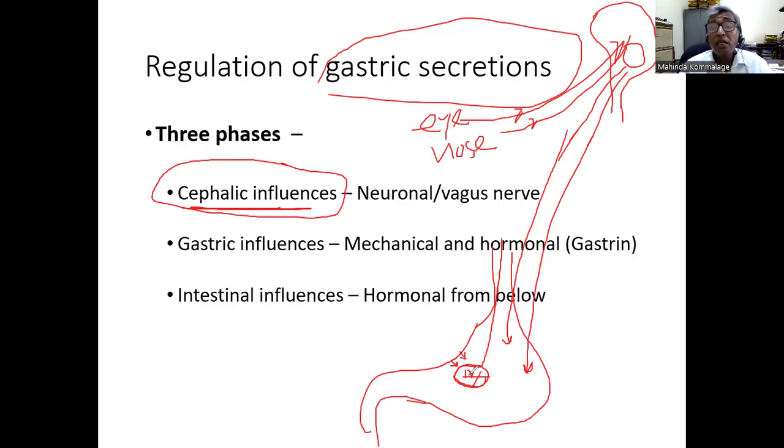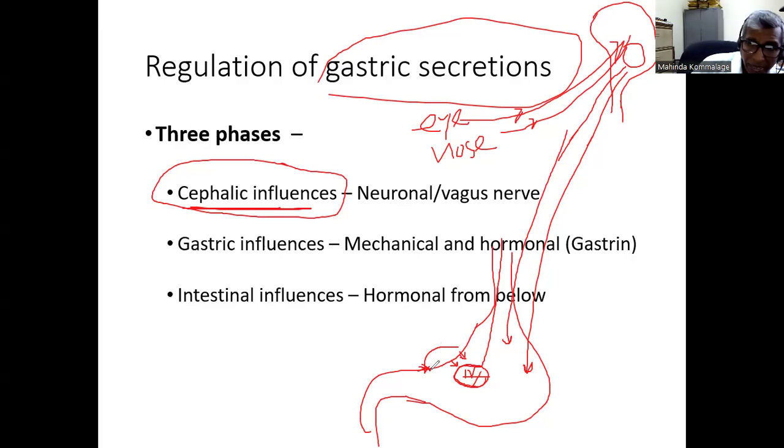Or maybe chemical receptors, right? So somehow this will initiate a local reflex. So let's say this is a receptor, and this receptor will act on some neuronal plexuses in the wall of the stomach that I mentioned in the first lecture.